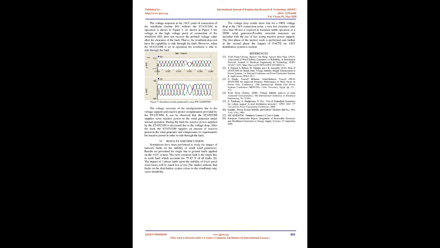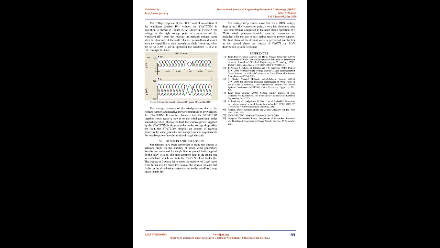As shown in Figure 5, the voltage at the high voltage point of connection of the wind farm, B4, does not recover the pre-fault voltage value after the clearance of the fault. That is, the wind farm does not have the capability to ride through the fault. However, when the Statcom is set in operation, the wind farm is able to ride through the fault. Figure 5. Simulation results produced by using PSCAD/EMTDC. The voltage recovery of the wind generator is due to the voltage support and reactive power compensation provided by the Statcom.